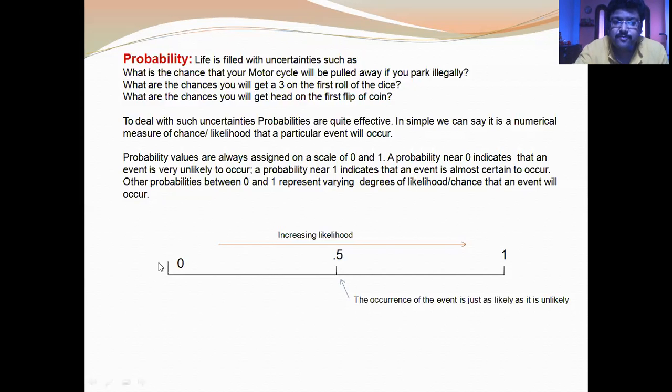If you see this pictorial presentation, when the probability is near zero, it indicates that an event is very unlikely to occur. And the event is almost certain to occur when the probability is 1. And when it is 0.5, the occurrence of the event is just as likely as it is unlikely: a 50% chance of happening, 50% chance of not happening. And a journey from 0 to 1 represents increasing likelihood, increasing chance.